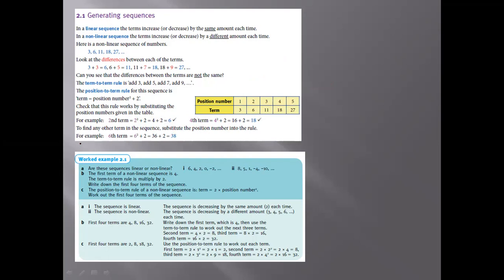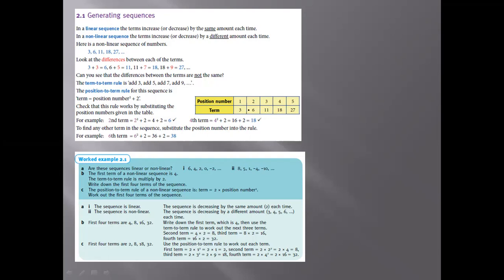So for example, the sixth term is equal to 6 squared plus 2. 6 squared is 36, plus 2 is 38. So the number at the sixth position is 38.